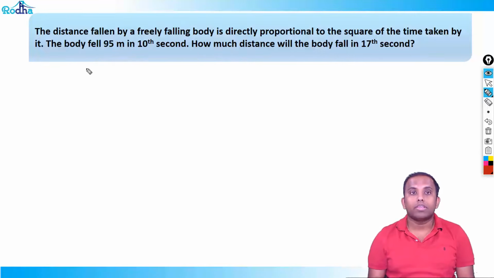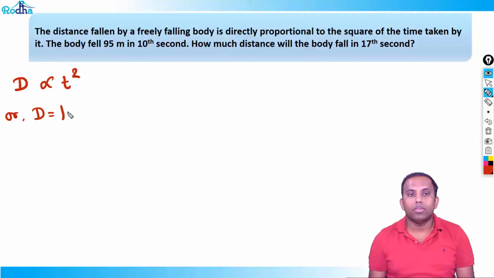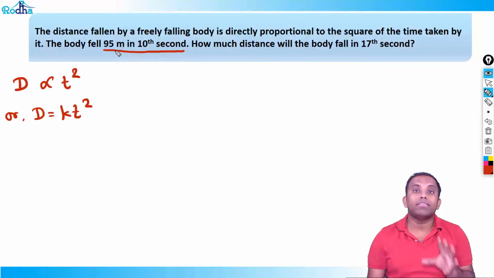So the distance fallen by a freely falling body is directly proportional to the square of the time taken by it. So I can write here D is equal to some K into T square. Now, the body fell 95 meters in the 10th second, right? This is an important point: 95 meters in the 10th second, not 10 seconds.